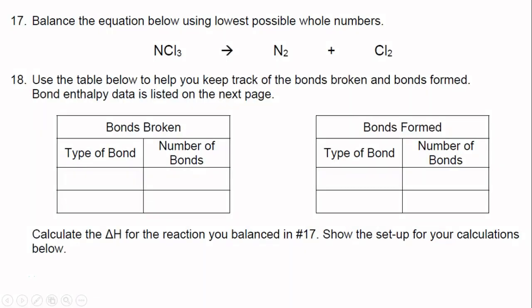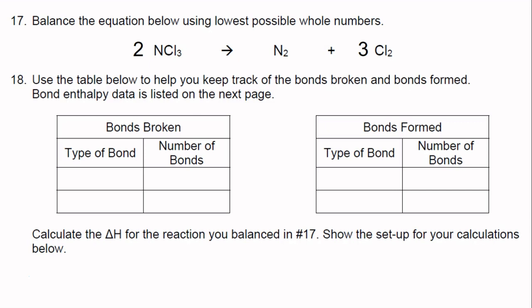All right, this is number 17. This has to do with breaking bonds and forming bonds. First, let's balance the equation. We need 2 nitrogens on the left, and now we have 6 chlorines on the left, so this is balanced. We're going to use the table in number 18 to keep track of the bonds broken and the bonds formed.